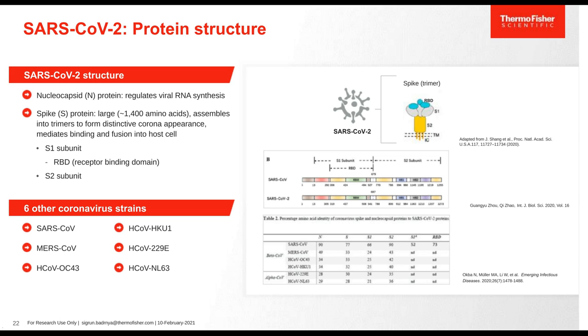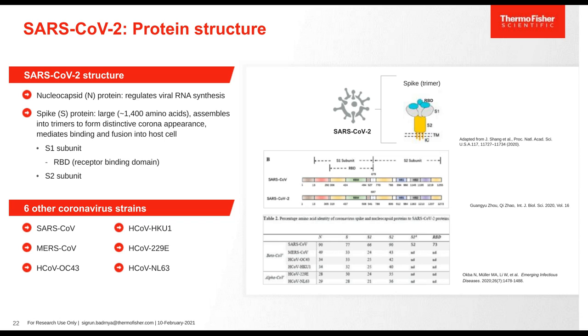So as illustrated by the three-dimensional schematic drawing of the structure, the S or spike protein assembles into a trimer to finally form the distinctive crown-like appearance and comprises multiple parts: an N-terminal S1 subunit, including the receptor binding domain that specifically recognizes the host ACE2 receptor protein, and a C-terminal S2 membrane fusion subunit.